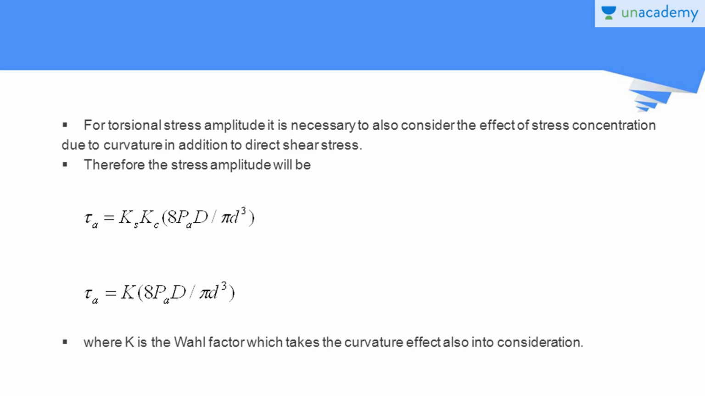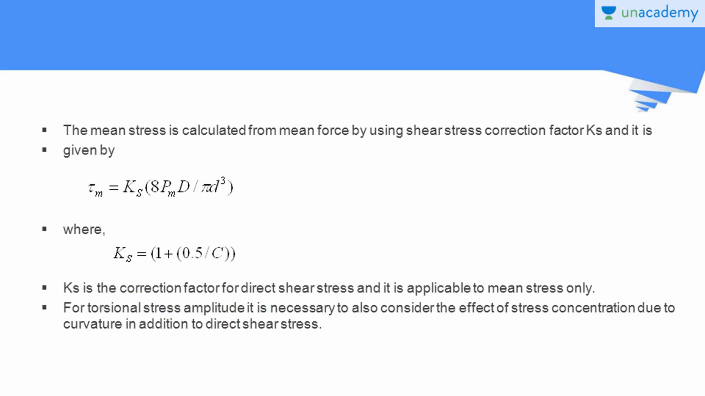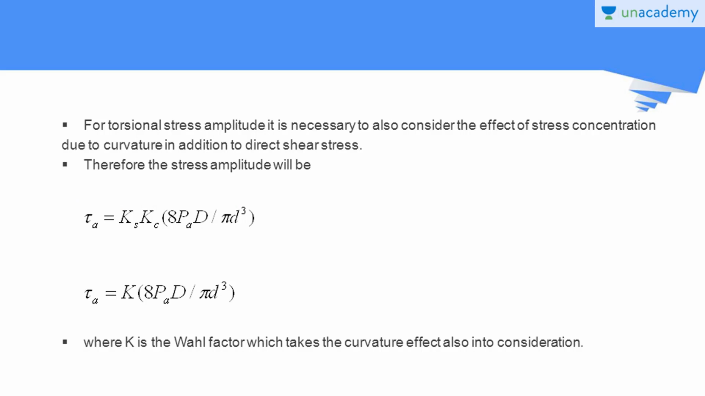We have discussed this Wahl factor in the past few lectures, right? So we have found the value of the stress amplitude for the spring under the fluctuating loadings, given by tau a equals K into 8 Pa D by pi d cube. So we have these two terms, tau a and tau m. Now with the help of the fatigue failure theories, we are going to find the safe values of tau a and tau m for the safe design of the spring under fluctuating loads.